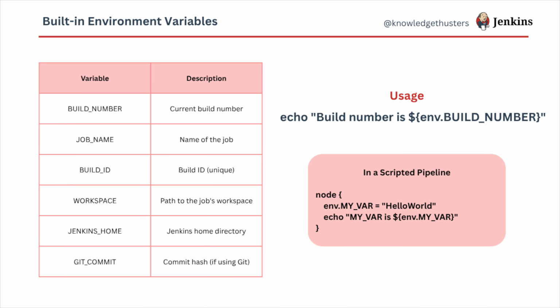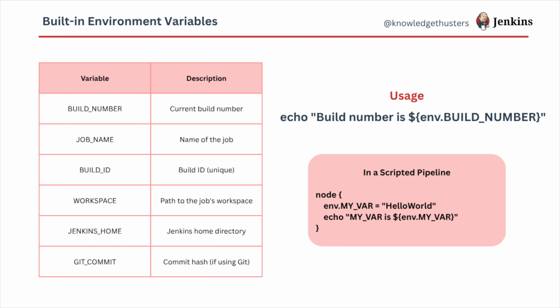So here you can see some built-in environment variables. Build number will give you the current build number, job name also you can see, build ID, workspace that you can use. Mostly what I use is workspace. Then Jenkins home, that will give you the Jenkins home directory. After that, git commit you can write.